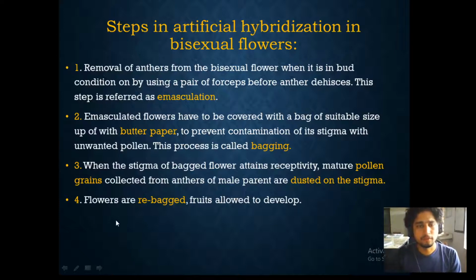And these flowers are again rebagged. Why is there a need to rebag here? Because another set of unwanted pollen grains might come again, and individually they might form the pollen tube and germinate, and then it will create the unwanted variety. So it needs to be rebagged so that there is no contamination even after the pollination from the desired pollen grain. Thereafter the flowers are allowed to develop for the fruit formation.